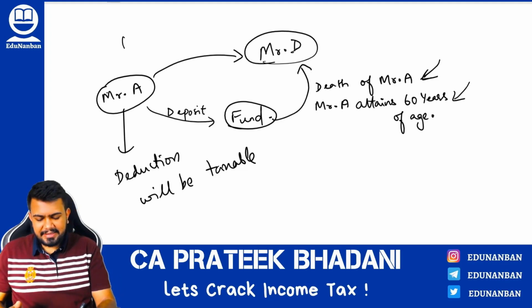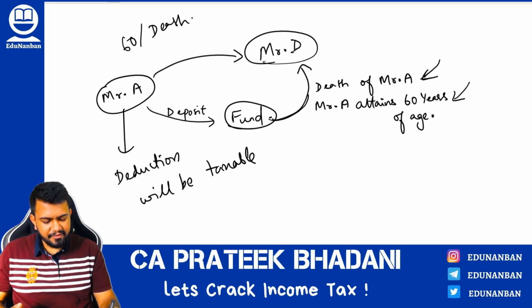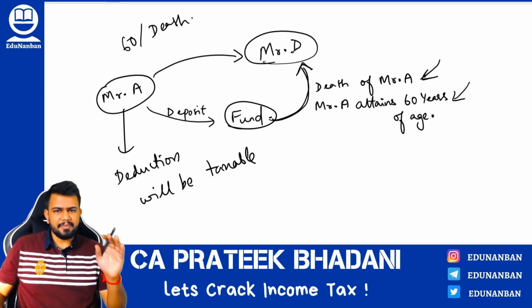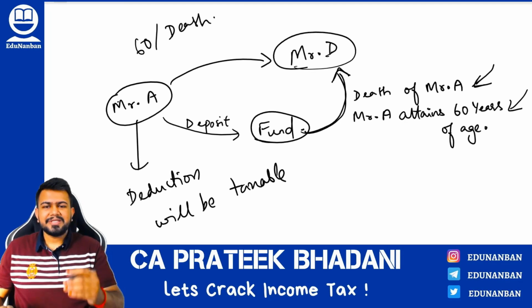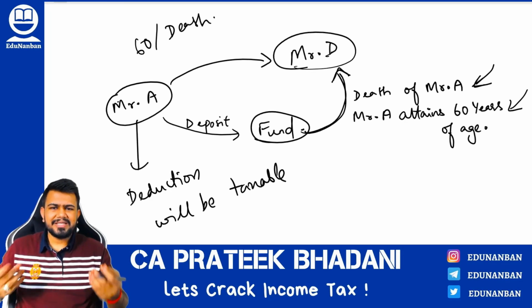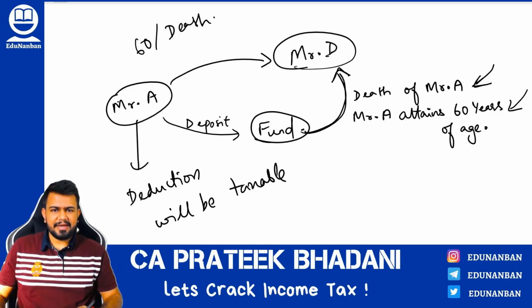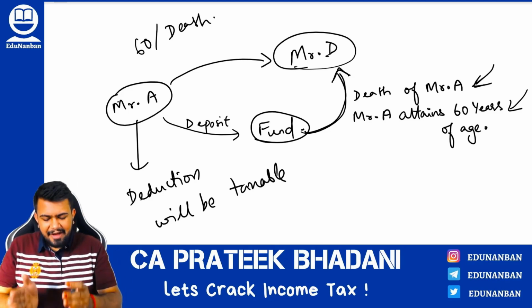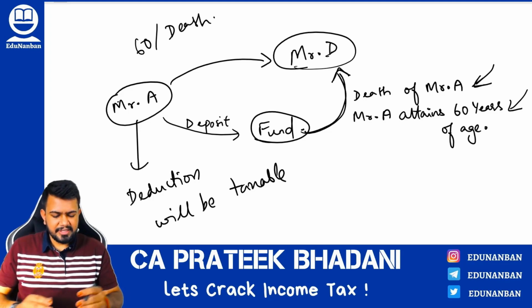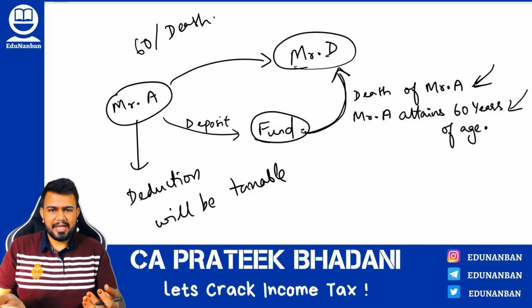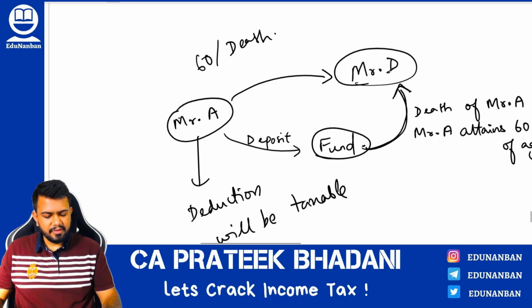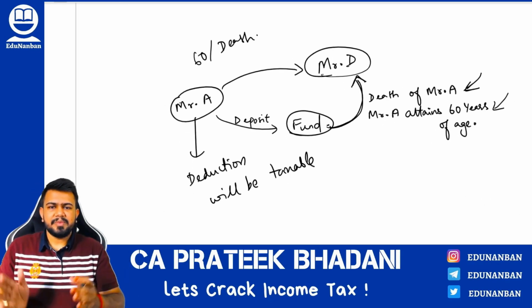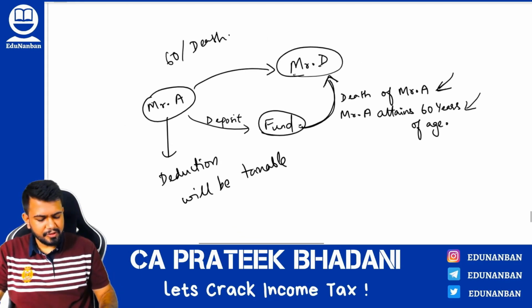If Mr. A attains 60 years of age or if there is death of Mr. A, then the money from this fund can be given to the disabled dependent relative. So what is the logic of this section? The logic is that till Mr. A attains 60 years of age, obviously Mr. A can take care of this relative, correct? So no problem at all. After Mr. A attains 60 years of age, Mr. A will not be able to help. Hence, the money can be given from the fund to the disabled dependent relative and the relative will be able to manage and survive. So that is the concept.